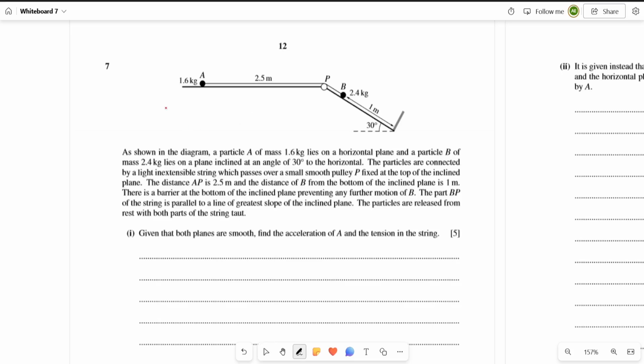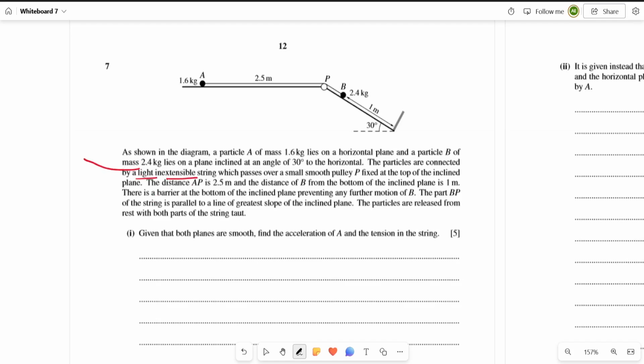So it says that as shown in the diagram, particle A of mass 1.6 kilograms lies on a horizontal plane and B of mass 2.4 kilograms lies on an inclined plane at an angle of 30 degrees to the horizontal. The particles are connected by a light, inextensible string.